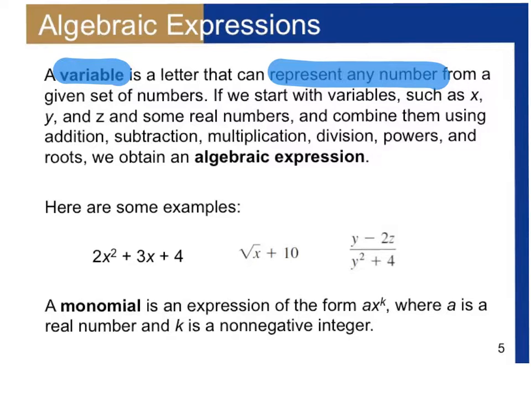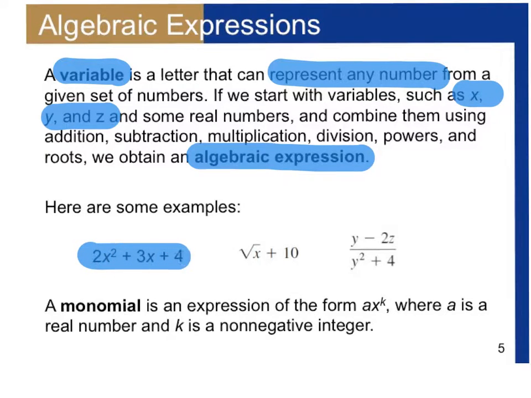We generally start with x, y, and z, and to represent numbers, we use those variables, and other letters as well. An algebraic expression involves those variables in some capacity. So this says 2 times x squared plus 3 times x plus 4. Here we're taking the square root of x plus 10. Here we're using the variables y and z, but we're taking y minus 2z over y squared plus 4.